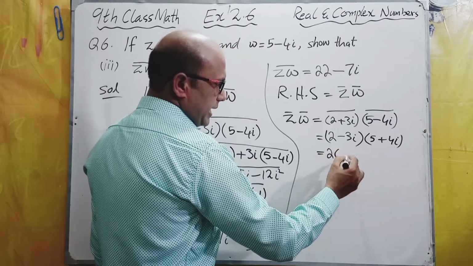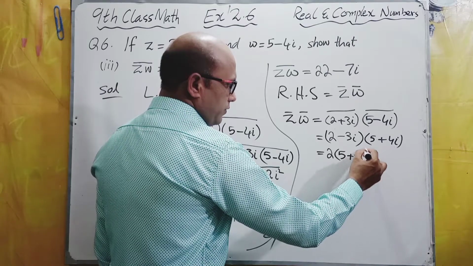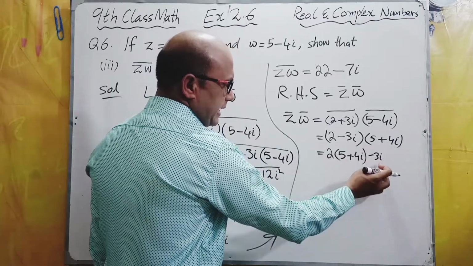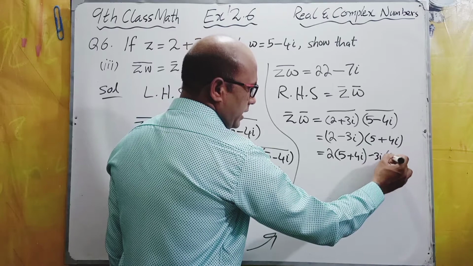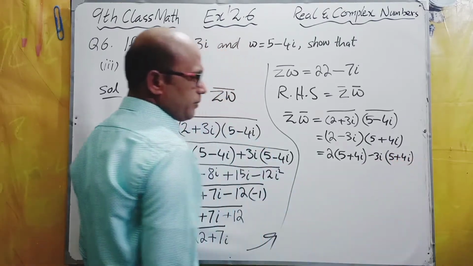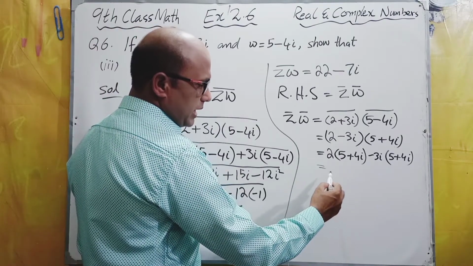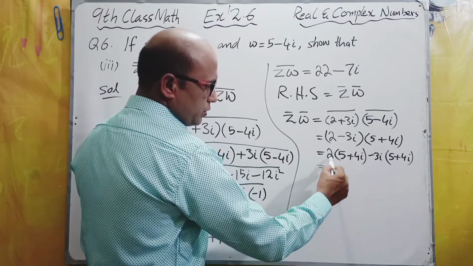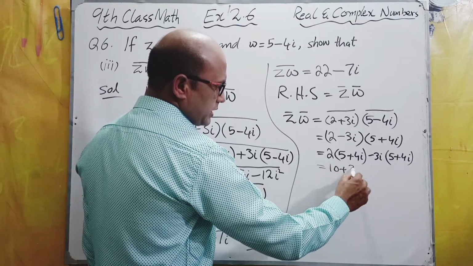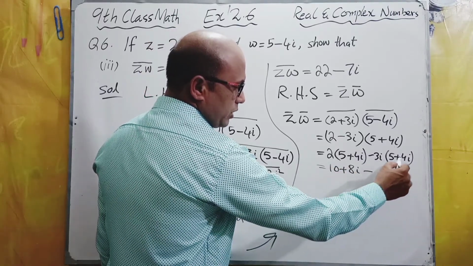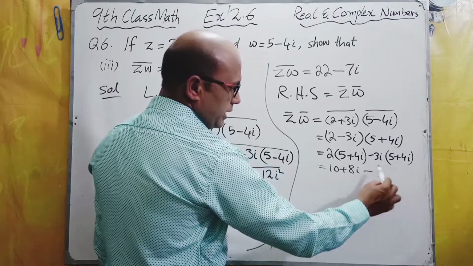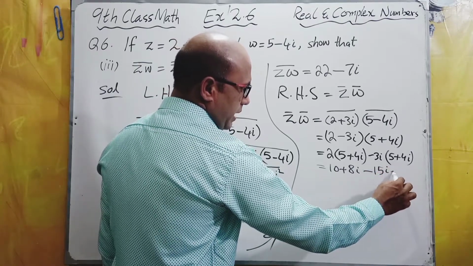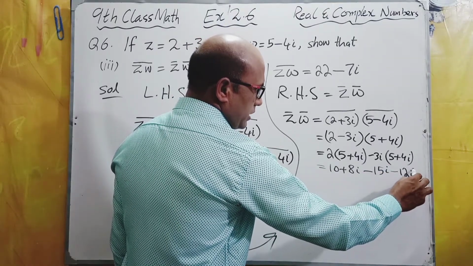Now the method of multiplication of two brackets is the same. 2 multiplied by the whole bracket, and then second term minus 3 iota multiplied by the whole bracket, and then multiplying these inside the bracket, 2 will be multiplied by both of these terms. 2 5s are 10 plus 2 4s are 8 iota, minus 3 iota will be multiplied by these two terms. 3 5s are 15 iota, and minus plus minus 3 4s are 12 iota square.